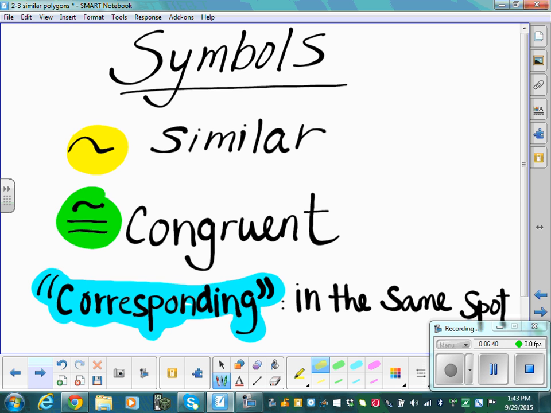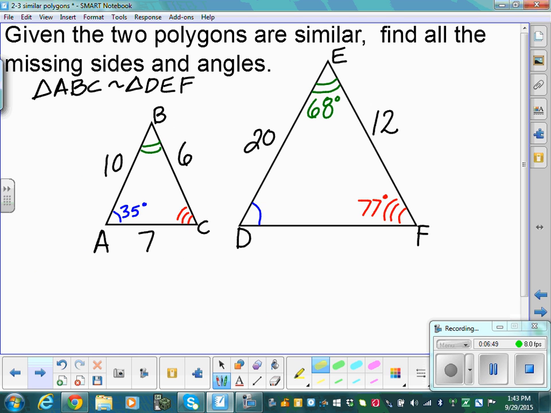Okay, so similar versus congruent. Today we're dealing with similar polygons. And we know 3 things about similar polygons. All right, here we go. Here's our first problem. All right.